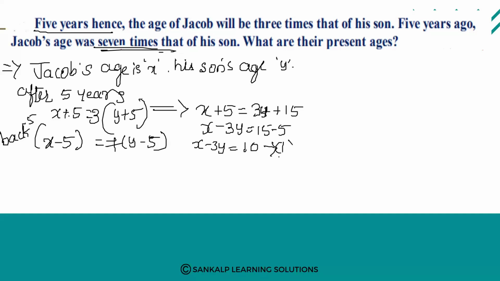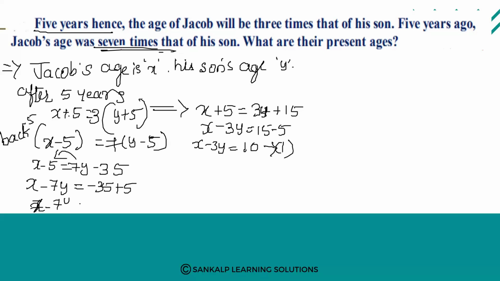So, this is equation number 1. Here, x minus 5 is equal to 7y minus 35. x minus 7y, transfer this y to this side. 7y minus 35. Transfer this 5 to this side, so plus 5. Okay. x minus 7y is equal to minus 30 you will get. This is equation number 2.